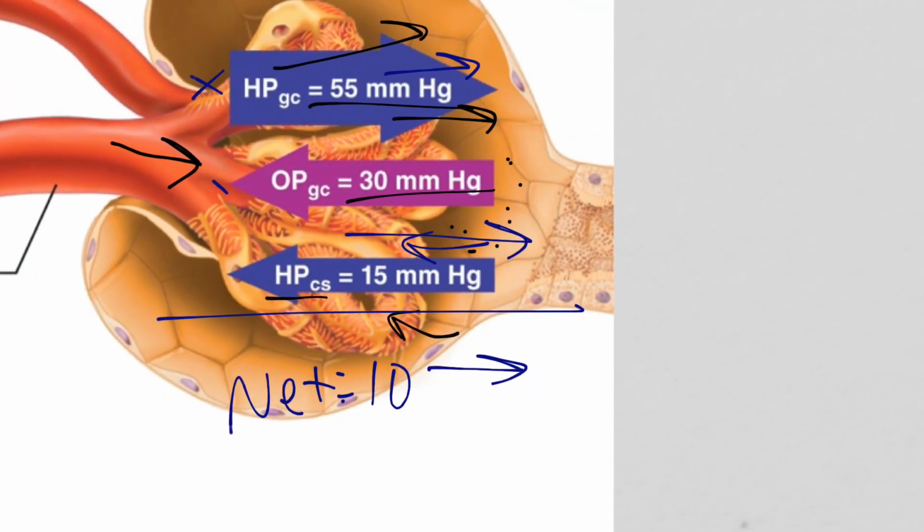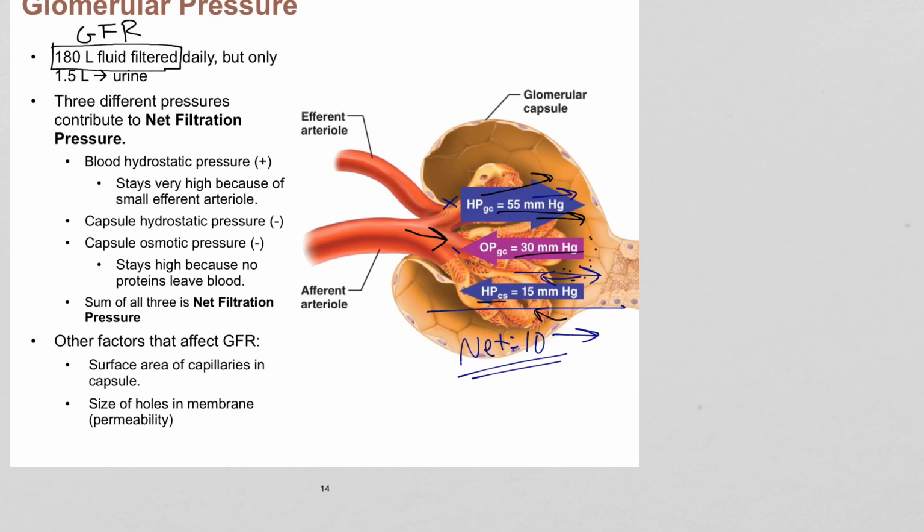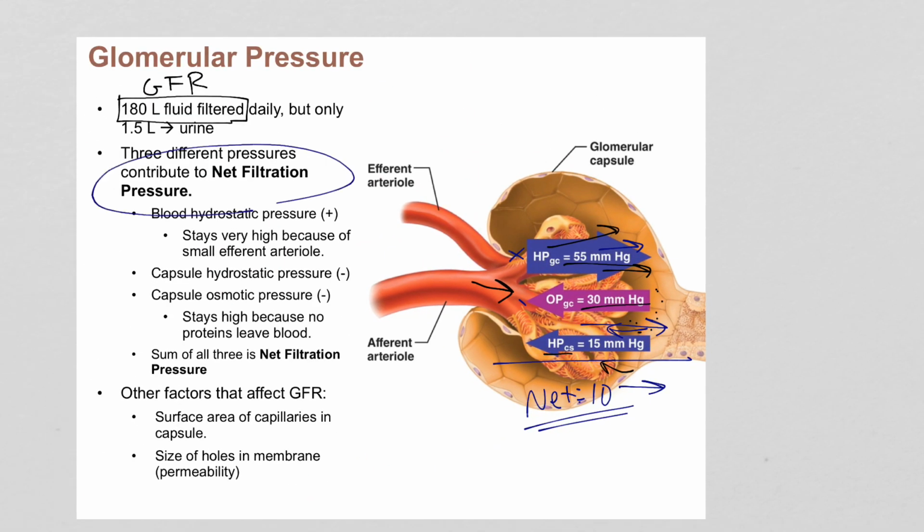And that number, net filtration pressure, that's by far the biggest variable that controls how much fluid actually leaves the blood and enters filtrate. That's the biggest thing that determines your GFR.